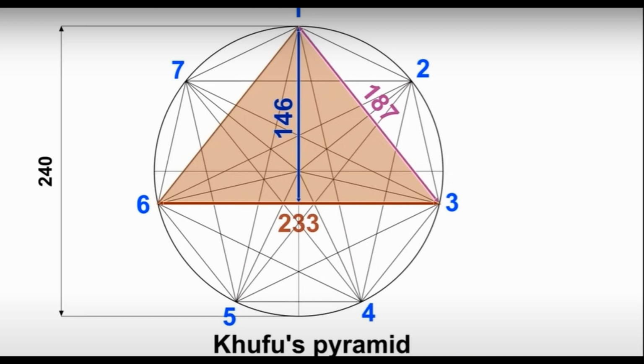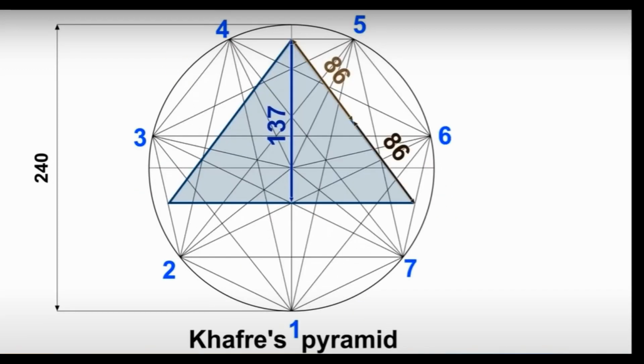We now connect apex 1, 3 and 6 to create a triangle. Its height is 146 meters, the length of each side is 187, the base is 233 and the lateral angle is 51.4 degrees. These dimensions are identical to those of the Great Pyramid of Giza, known as Khufu's Pyramid, thought to be constructed some 4,500 years ago.